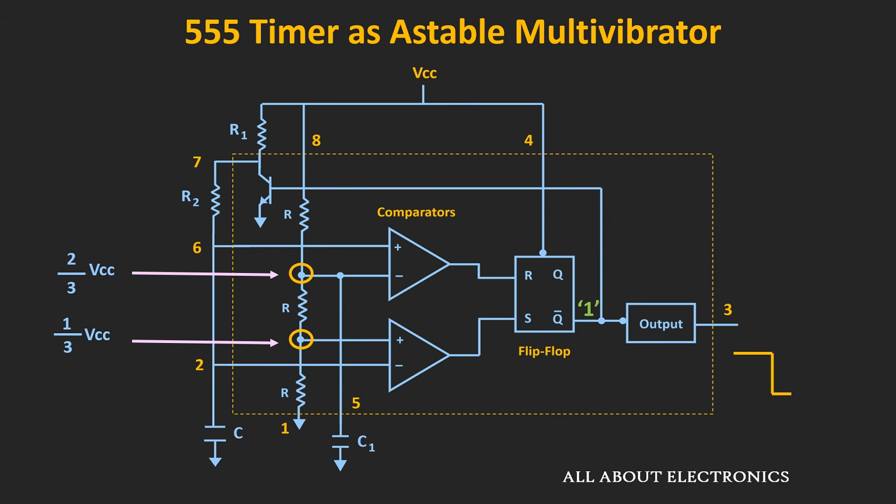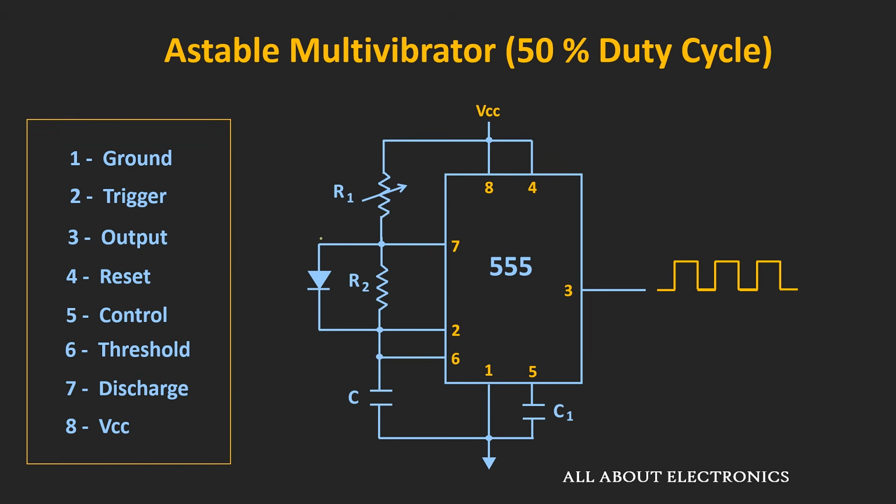Now there is one more alternative using which we can also achieve the 50% duty cycle. So now in this circuit, the diode is connected between pin number 7 and 2. So using this circuit, it is possible to achieve a duty cycle of 50% or even less than 50%. So now let us see the working of this circuit.